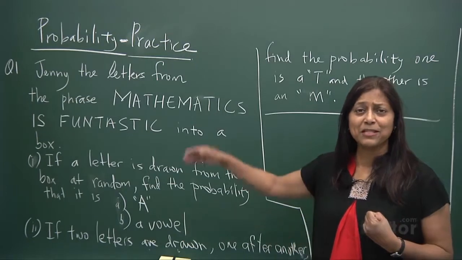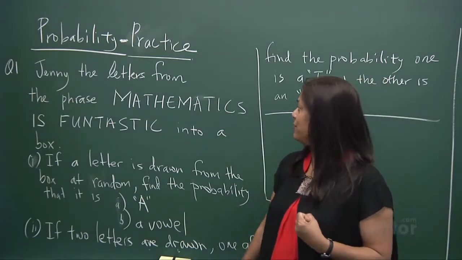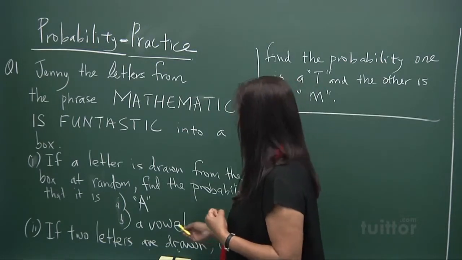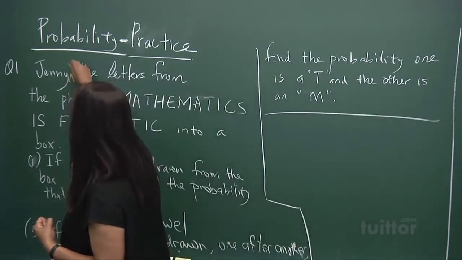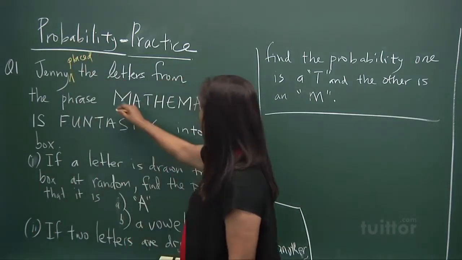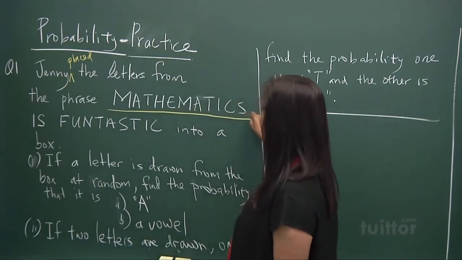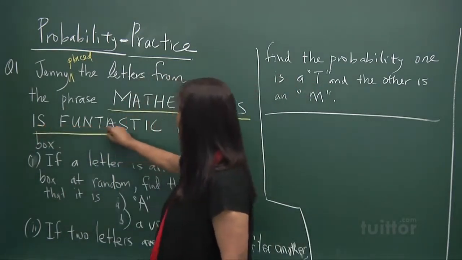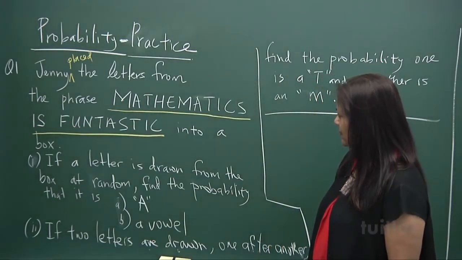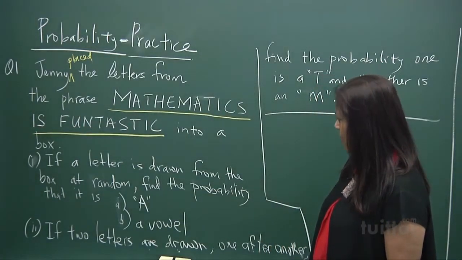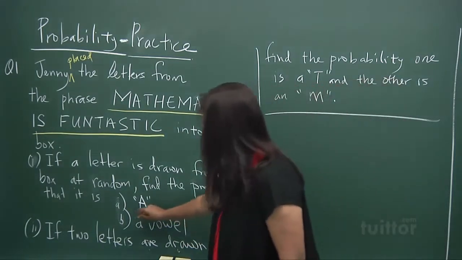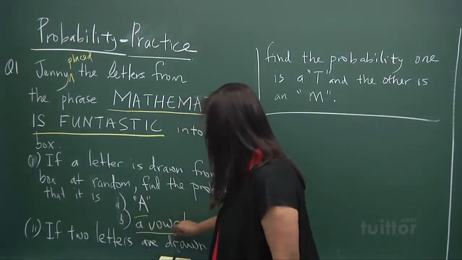And I deliberately created in your practice drill, Jenny placed the letters into a bag. I'm sorry, I missed this word. Placed the letters from the phrase, mathematics is fantastic, all these alphabets into a box. And if a letter is drawn from the box at random, find the probability that it is an A. It's an A. It's a vowel.